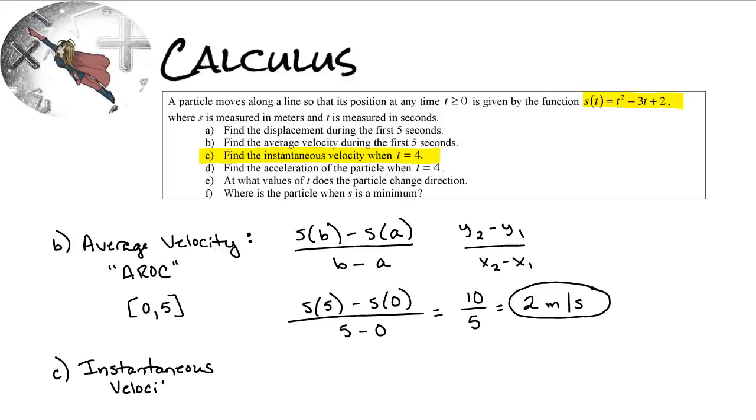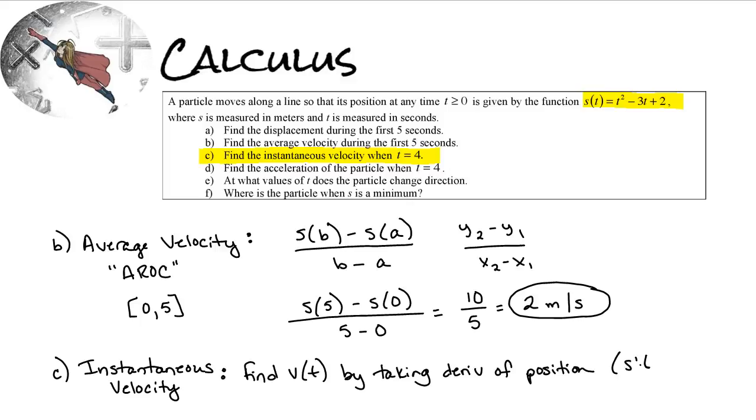Instantaneous velocity is you're going to find v of t by taking the derivative of position. So we're going to do s prime of t and plug in 4.